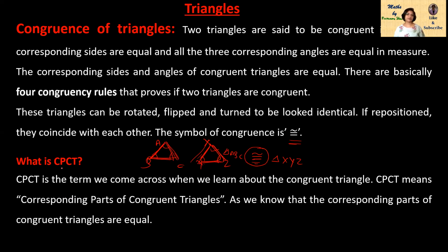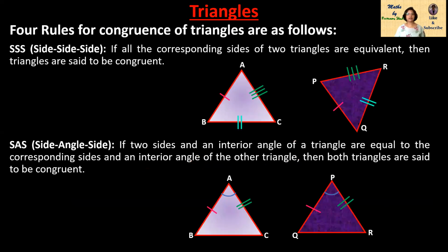Here another term we will learn about, that is CPCT. CPCT is the term we come across when we learn about the congruent triangle. CPCT means corresponding parts of the congruent triangle. So as we know that the corresponding parts of congruent triangles are equal, that we have to learn, and we will use this term in the form of abbreviation throughout the exercise when we will solve the problems related to it. So we'll go for the rules.